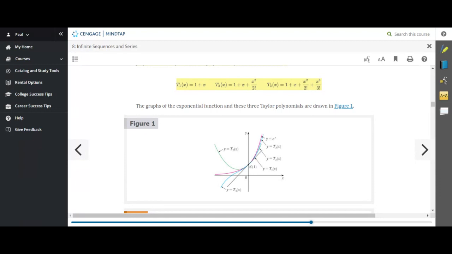Which of the 3 Taylor polynomials, T1, T2, or T3, does overall the best job in approximating the exponential function e to the x over the widest range of x values centered at a equals 0? Which polynomial, T1, T2, or T3, does the best job?